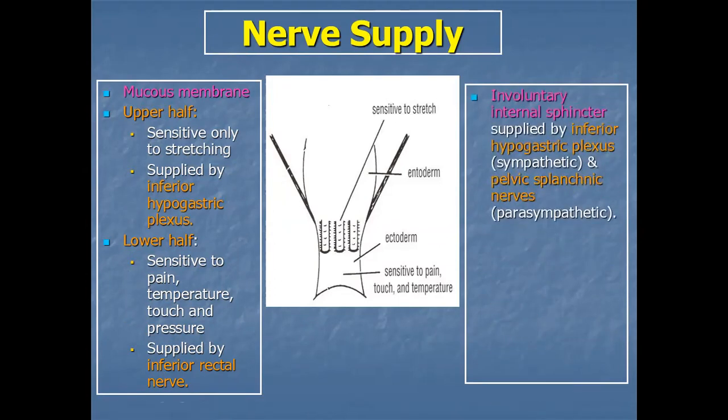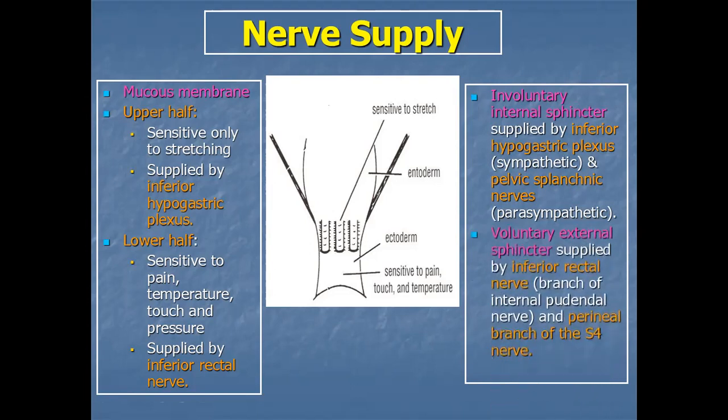Coming to the involuntary internal sphincter, it is supplied by the inferior hypogastric plexus, sympathetic, and the pelvic splanchnic nerve, that is the parasympathetic, because the internal sphincter is involuntary, so it is supplied by the autonomic nervous system. But we have the voluntary also, that is the external voluntary sphincter, supplied by the inferior rectal nerve, which is the systemic nerve, a branch of the internal pudendal nerve and the perineal branch of the S4 nerve. So this is under our control because it is supplied by the inferior rectal nerve, the systemic nerve, and the internal sphincter is not under control because it is supplied by the autonomic nervous system, sympathetic and parasympathetic.